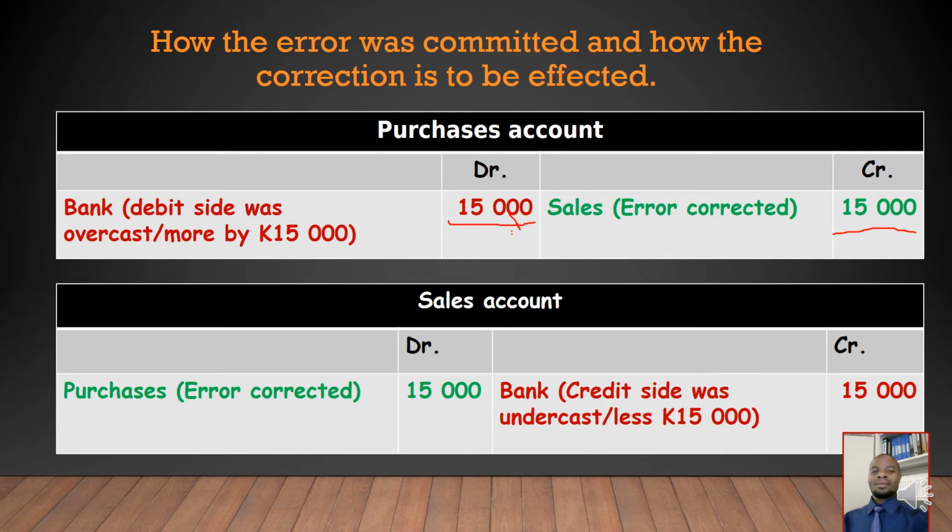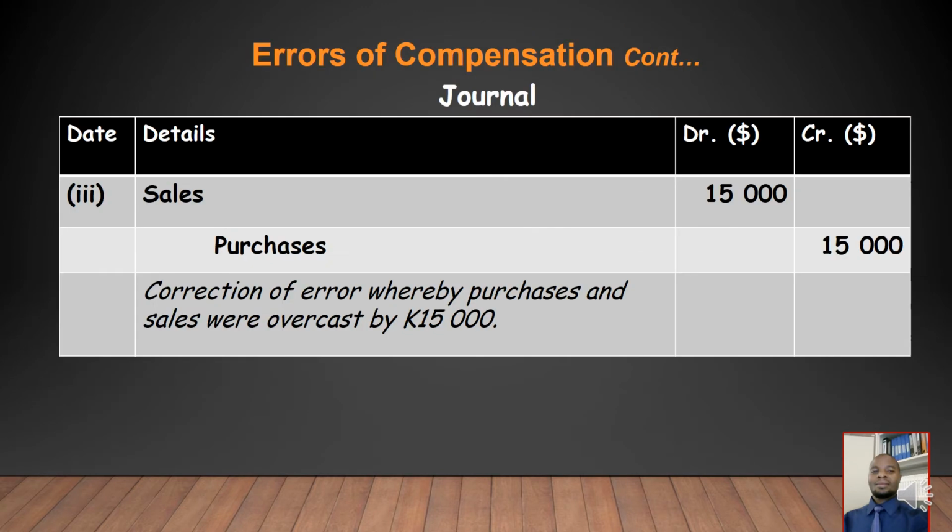And in the same line, in the sales account, we make an entry on the debit side of the sales account to make a cancellation of this $15,000 which was an overcast. So in this way, we have cancelled these two errors. Now, what are we going to write in the journals? What we are going to write in the journals is that we must credit the purchases account and we must debit the sales account with $15,000 respectively. So let's take a look at this.